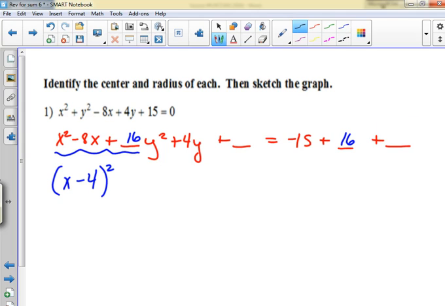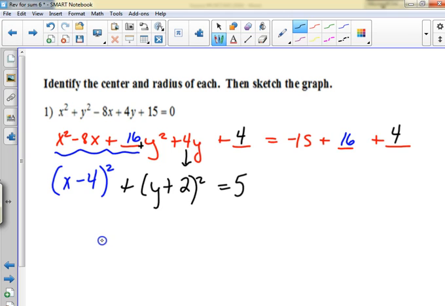If I go over here and do the y, so there's a plus supposed to be in there. Y plus half of this will be a 2. Squared is also a 4. Okay, so over here I end up with 5. How'd I do? Anybody already do this?